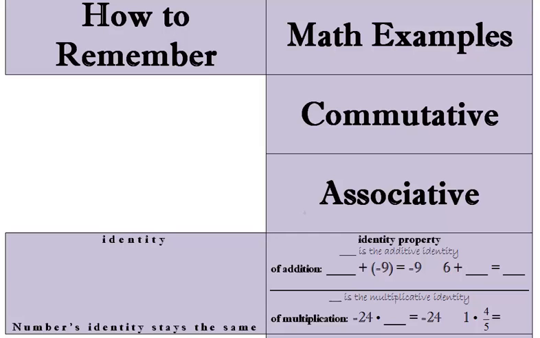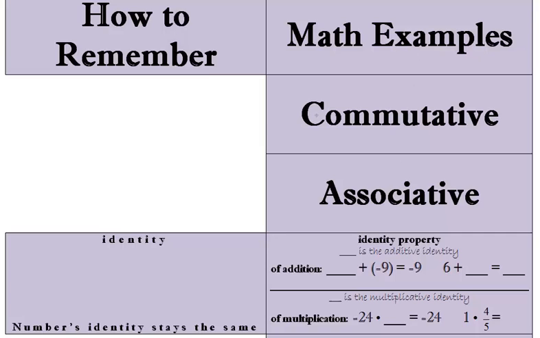Today we're going to talk about the property of mathematics called the identity property. So go ahead and open the top tab of your properties flapper. This is where, on the left side, you're going to have the how to remember side. That's where we're going to fill in information about how we can remember these properties. On the right side are going to be mathematical examples.